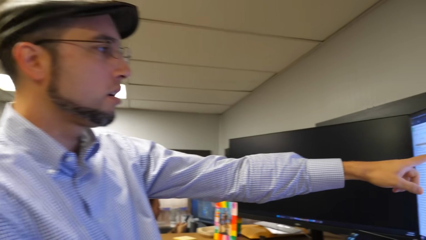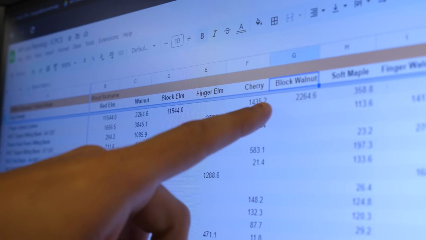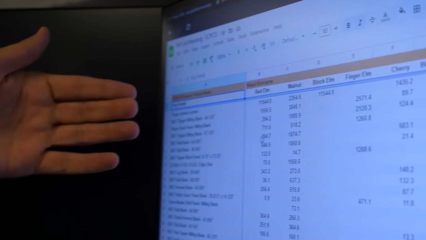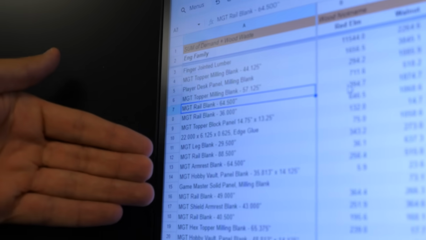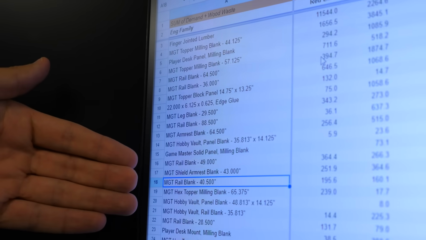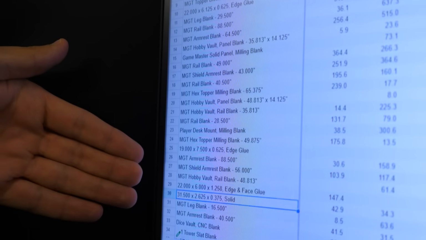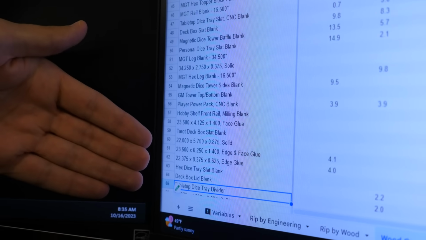I took a month worth of sales orders or production demand, and I basically just said, well, what are the woods and what are the engineering families and how many board feet are in each of these cross sections? So if I look over here, there's my red elm, walnut, black elm, cherry, soft maple, wenge, these are all the different woods. Over here, these are all the different engineering families. So these are all the types of things we make. Right, and if I come all the way, yeah, I know there's a lot of them.